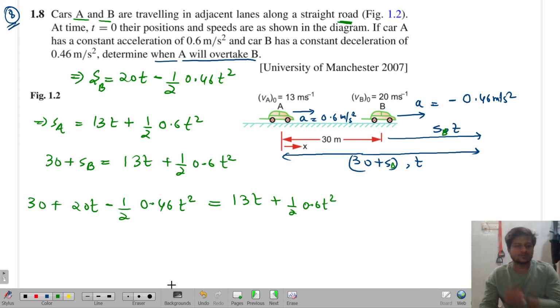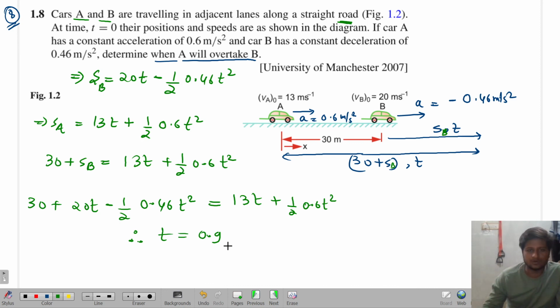Can you solve this or not? It is your work to solve it. I am not going to solve it. It is a quadratic equation. If you solve this, your answer is t equal to 0.9 second. Two roots will come, one negative and one positive. We have to consider the positive root, that is t equal to 0.9 seconds. Got it or not? Yes, sir.